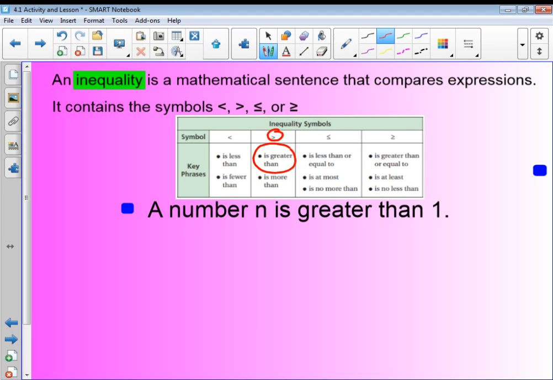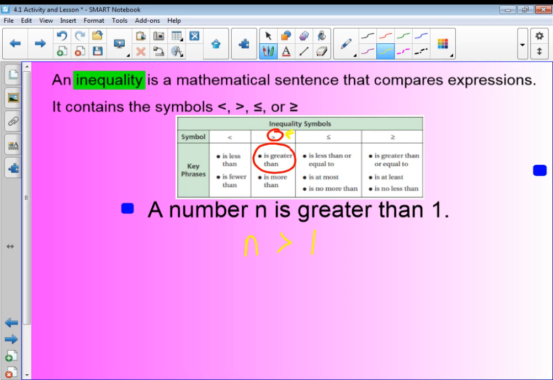For a number, we can pick any letter we want because we don't know what number that is. So we'll use M, or I guess they wanted us to use N. Just so you know, it doesn't matter to me, even if they tell you a certain letter. If you want to use your own letter, that's okay. N is greater than, this is the symbol we're going to use, and 1 is the number that was stated. So there's our inequality from a number sentence.